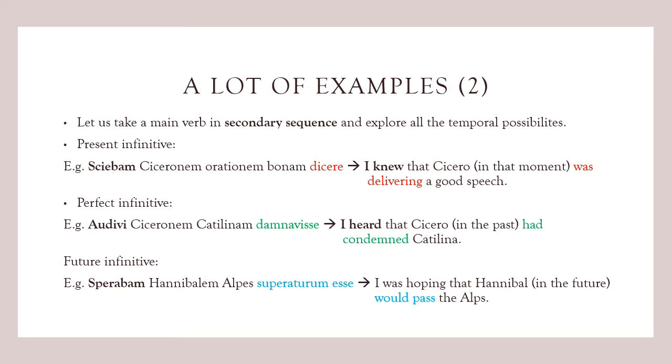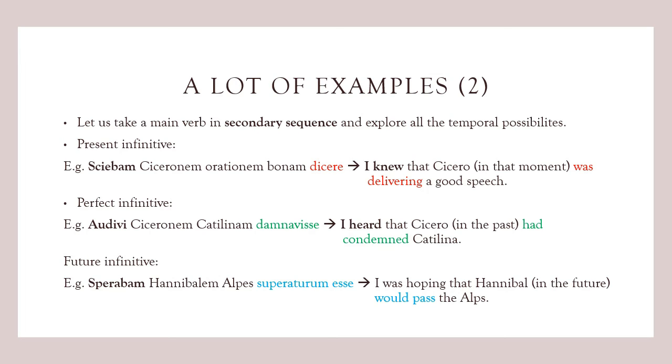With the perfect infinitive, we know that the action took place prior. So let's take the example. Audivi Ciceronem Catilinam damnavisse. I heard that Cicero, in the past, because the perfect infinitive expresses a prior action, had condemned Catilina. So this means that the action of Cicero condemning Catilina takes place before I heard that.